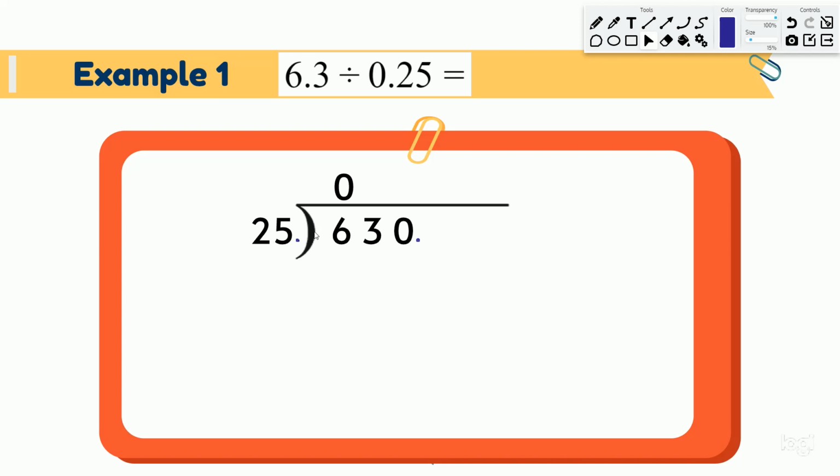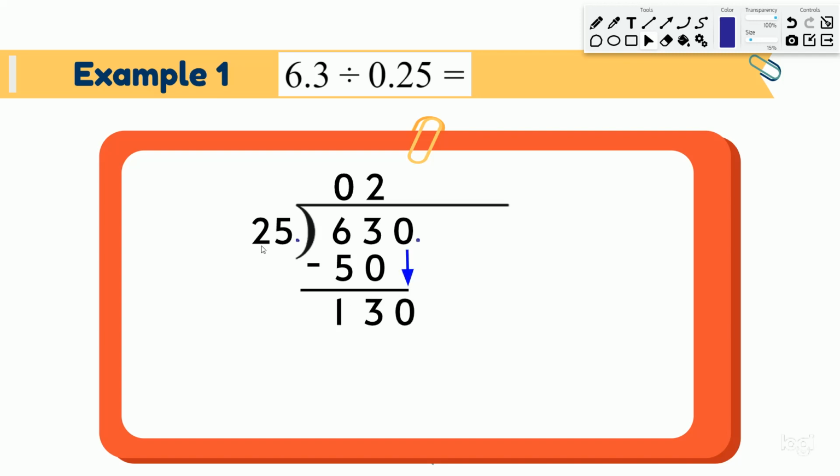So 25 times 1 is 25. 25 times 2 is 50. And 25 times 3 is 75. And 75 is bigger than 63. So I can't do times 3, but I can do times 2. So 25 times 2 gives me 50. And then I need to subtract 63 minus 50, which gives me 13. Now I need to bring down the 0.